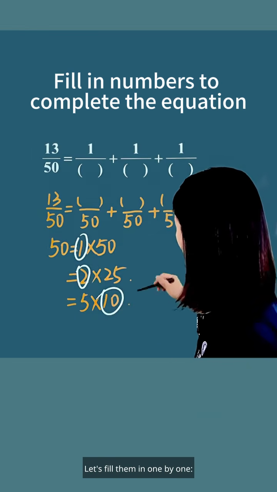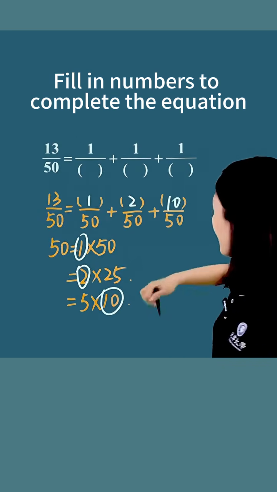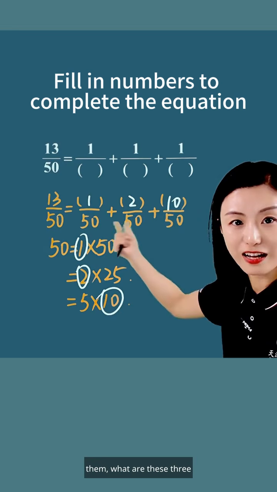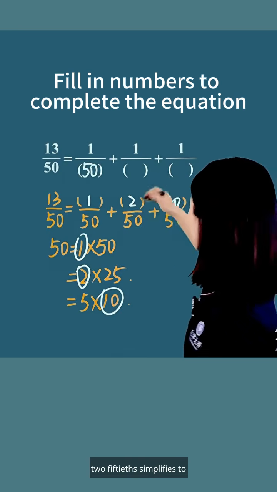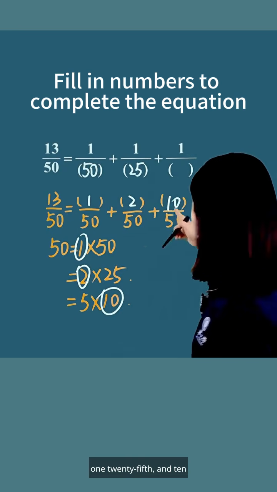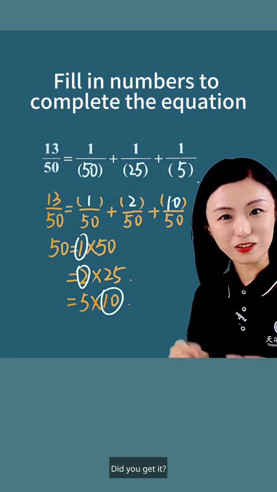Let's fill them in one by one. Here is 1, here is 2, and then 10. So after simplifying each of them, what are these 3 fractions in order? 1/50th stays the same, 2/50th simplifies to 1/25th, and 10/50th simplifies to 1/5. See how easily we solved this problem? Did you get it?